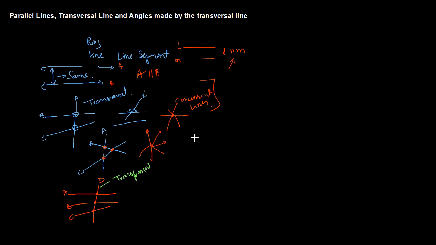So that's where you need to make sure that you figure out which is the transversal line. So now what are the angles made by transversal lines? What I'll do is I'll just take the same example. So A, B, L. L is my transversal line. A and B are just lines, 2 points.